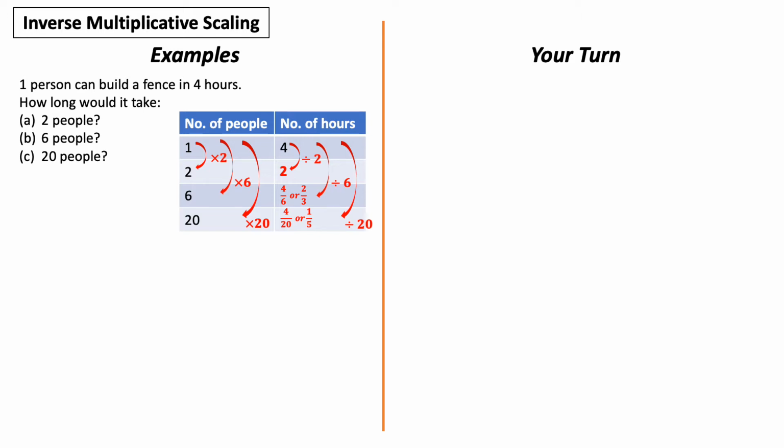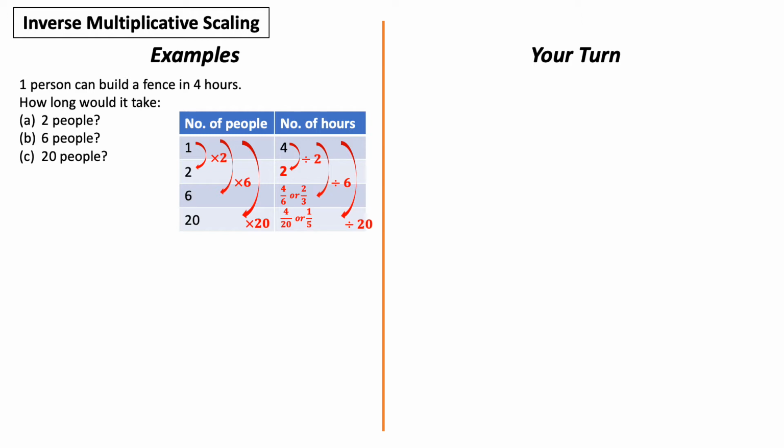So let's look at 2 people then. To go from 1 to 2, I need to multiply by 2, which means that the number of hours is going to halve. So I need to divide 4 by 2. And that's because the more people I have, the less time it takes to build the fence. Now I am making an assumption here. I am assuming that every person works at the same rate. So you're absolutely fine to make that assumption.